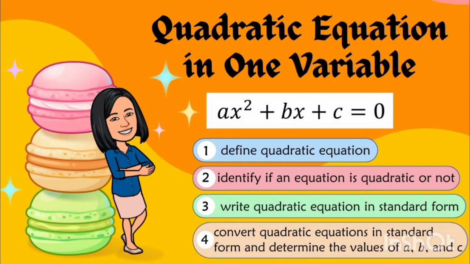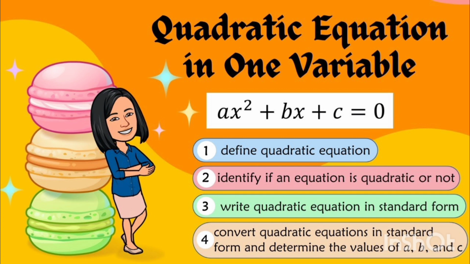So today we will discuss quadratic equation in one variable. In this chapter, quadratic equation means a second degree equation, okay? And one variable means x or y or z, any variable. There must be one variable, not 2 or 3 or 4 like this.